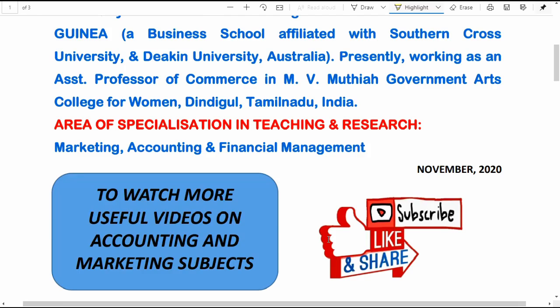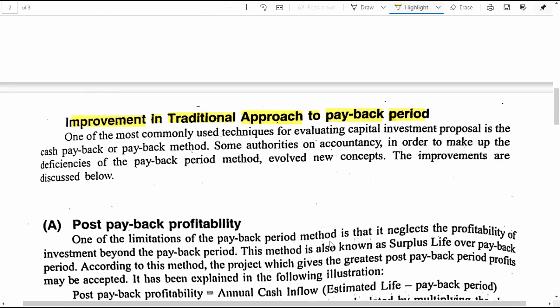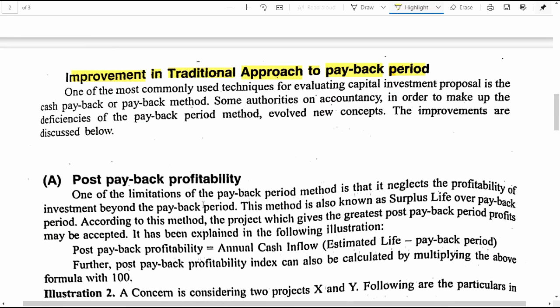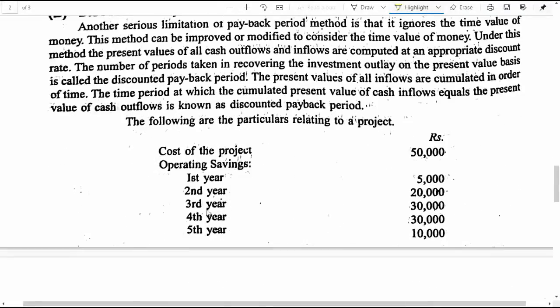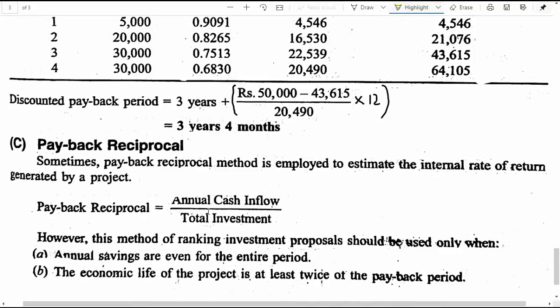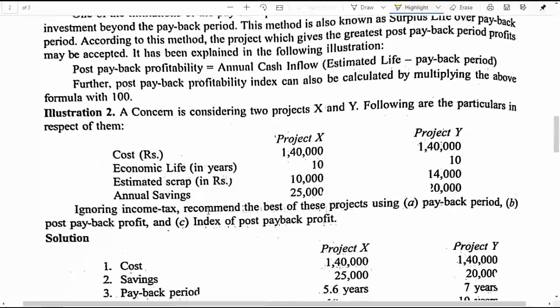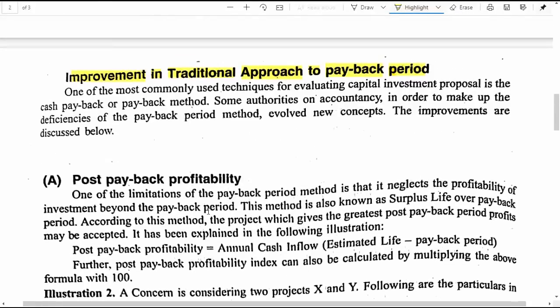Discounted payback period is one of the improvements in the traditional approach to payback period. In this video, I will be explaining the three improvements that have taken place in the traditional approach to payback period. What are the improvements taken place to the traditional payback period? 1. Post-payback profitability. 2. Discounted payback period. And 3. Payback reciprocal. We will be discussing in detail all the three improvements to the traditional approach to payback period.